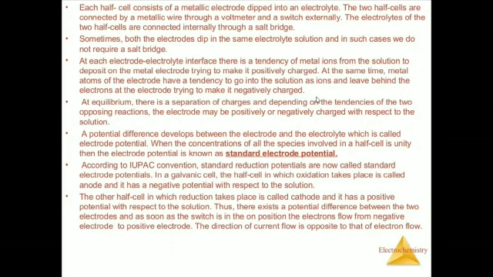Each half cell consists of a metallic electrode dipped into an electrolyte. The two half cells are connected by a metallic wire through a voltmeter and a switch externally. The electrolytes of the two half cells are connected internally through a salt bridge, as you have seen in the previous figure. Sometimes both the electrodes dip in the same electrolyte solution. In such cases we do not require a salt bridge.